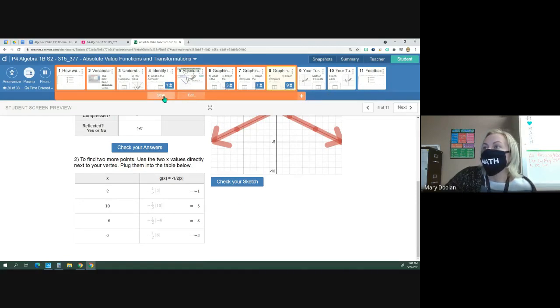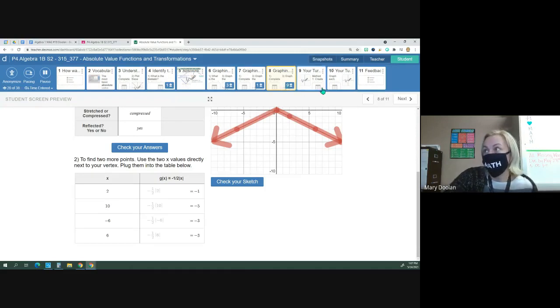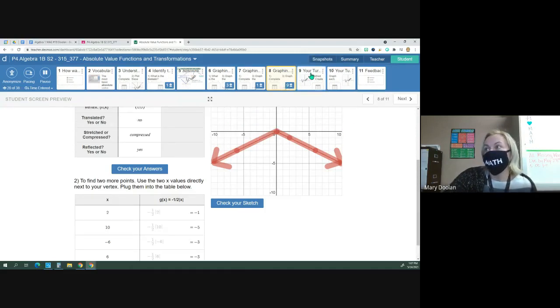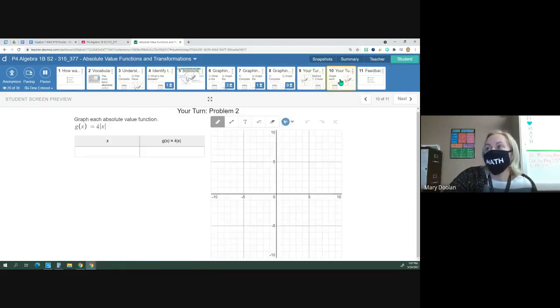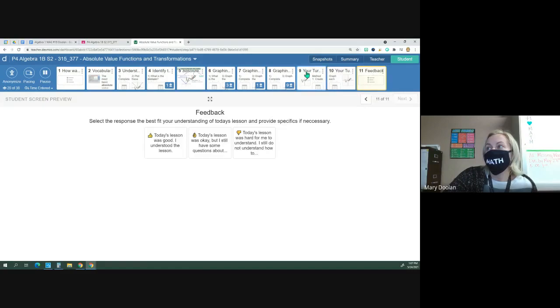I'm going to turn the pacing off because when you are ready, you're going to be able to go to 9, all right, and 10. And then you have a feedback slide.